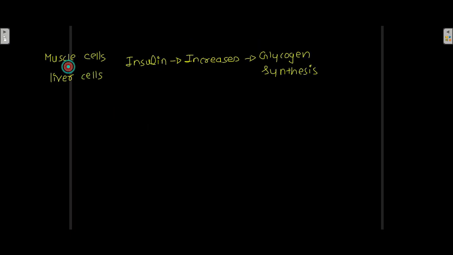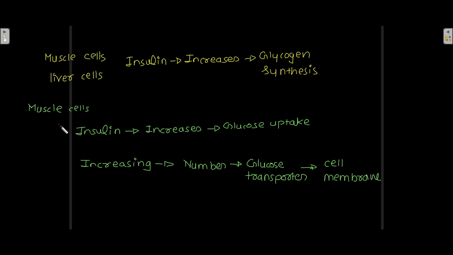Now, in muscle cells and liver cells, insulin increases glycogen synthesis. Insulin stimulates the conversion of glucose into glycogen. Now, in muscle cells, insulin increases the glucose uptake. If there is more glucose uptake, more glucose is available for glycogen synthesis. So insulin increases glucose uptake.